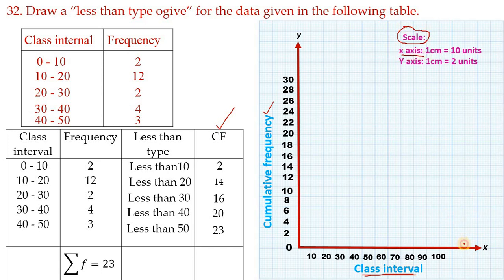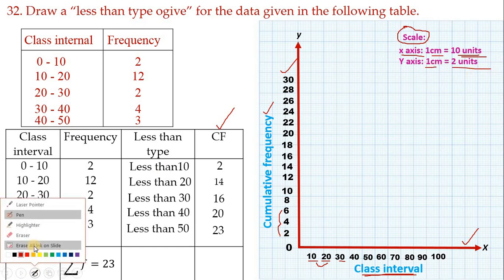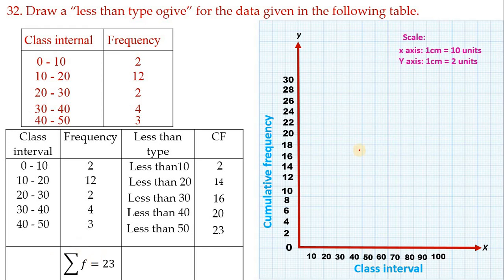This is for the x-axis. I have taken 10, 20, 30, which means the difference between two numbers is 10. Hence on the x-axis, 1 centimeter is equal to 10 units. Now look at the y-axis. The difference between two numbers is how much? 2. Hence on the y-axis, 1 centimeter is equal to 2 units. You must write the scale.